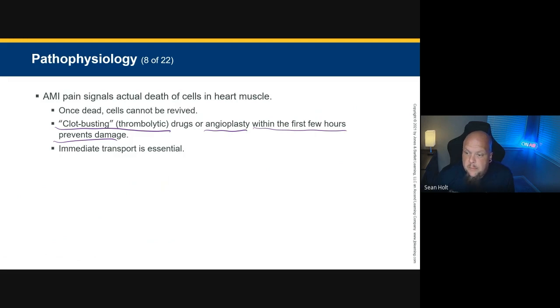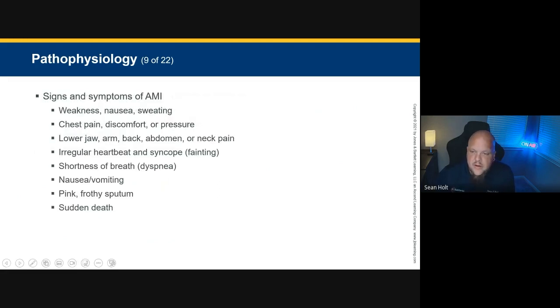But if we can stop most of it or as much of it as we can, we're going to have less effects from that. Okay. Less permanent damage. So immediate transport is essential for somebody that's showing signs of an acute myocardial infarction.